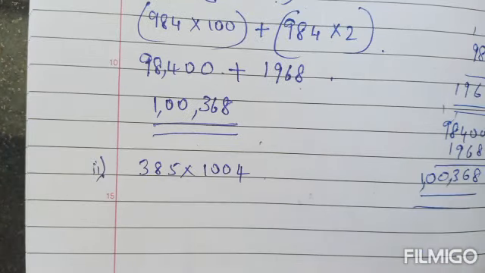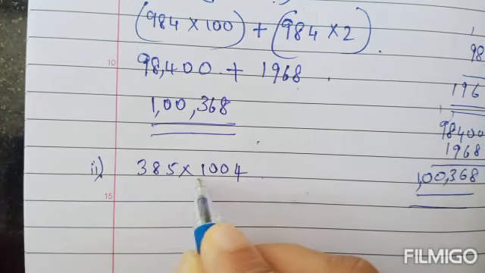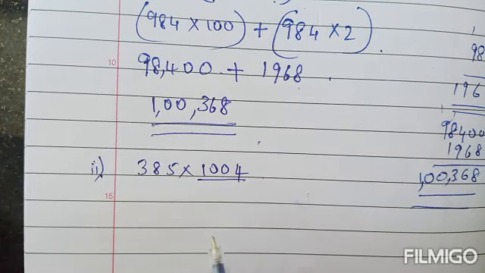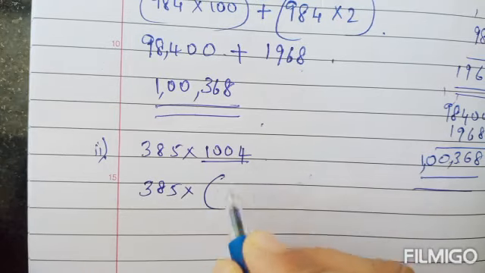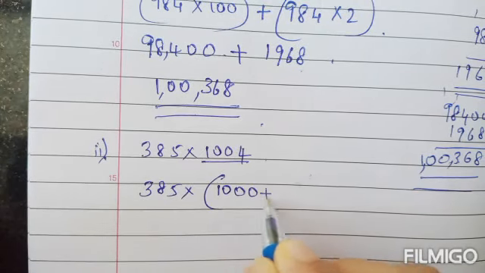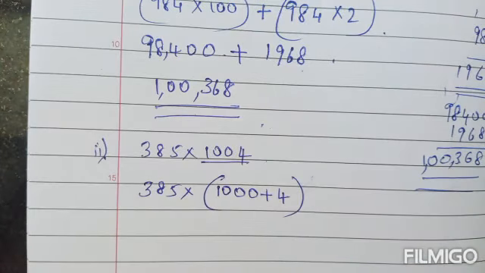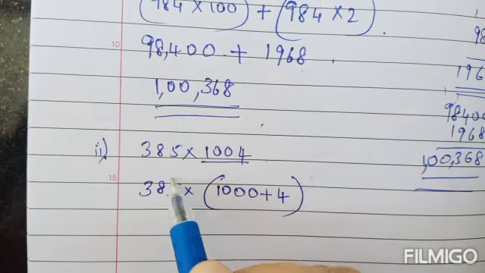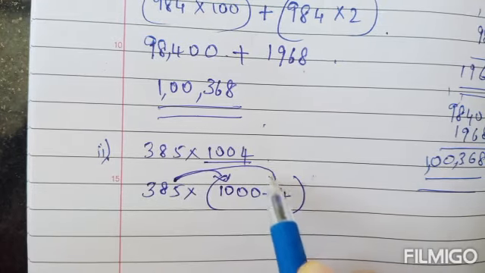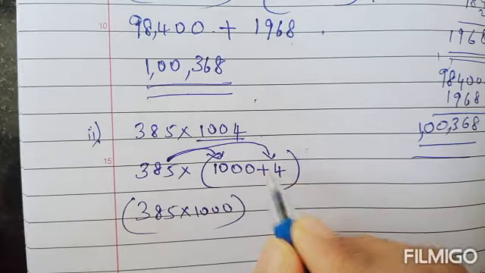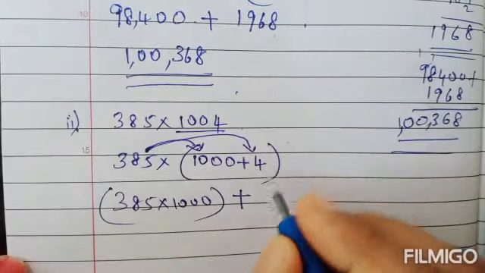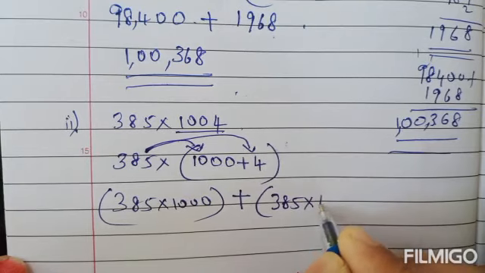Okay, in that second one, 385 into 1004. So we have to use distributive law here. Let us split this 1004. Okay, 385 into 1004, we can write it as 1000 plus 4. Okay, now we can use the distributive law. 385 you can multiply by 1000. Here that is plus sign, so put plus sign. Now 385 you can multiply with the 4.